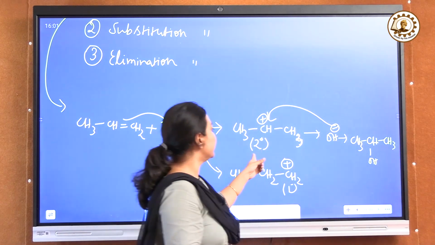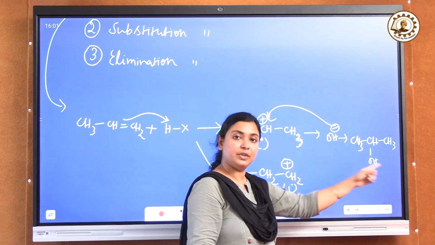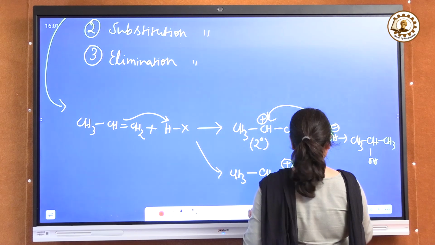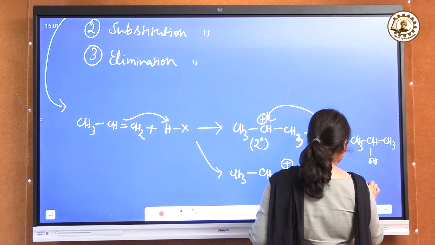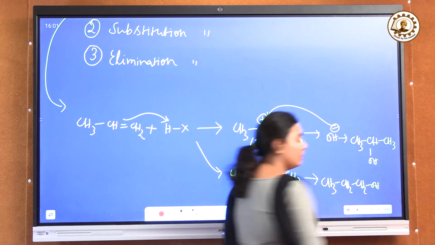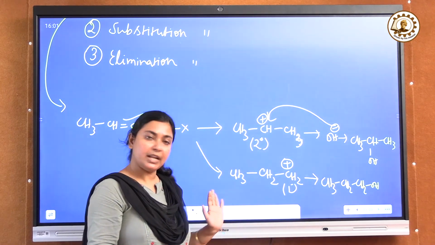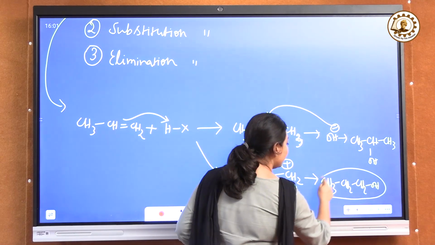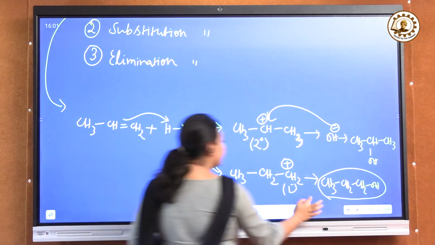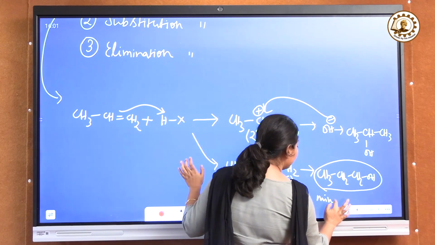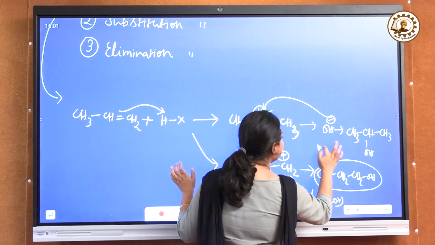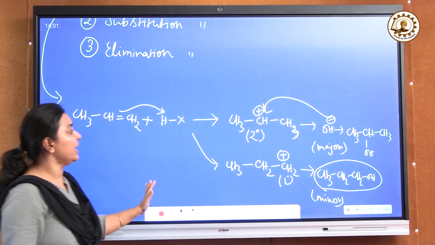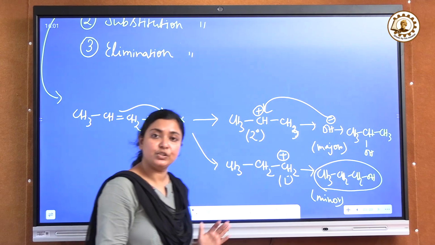This 2 degree carbocation will produce the more substituted alcohol, while the less stable carbocation will produce the less substituted alcohol. So the possibility of the production of this molecule is very low. So this will be the minor product and this will be the major product. So this whole reaction is known as Markovnikov addition reaction.